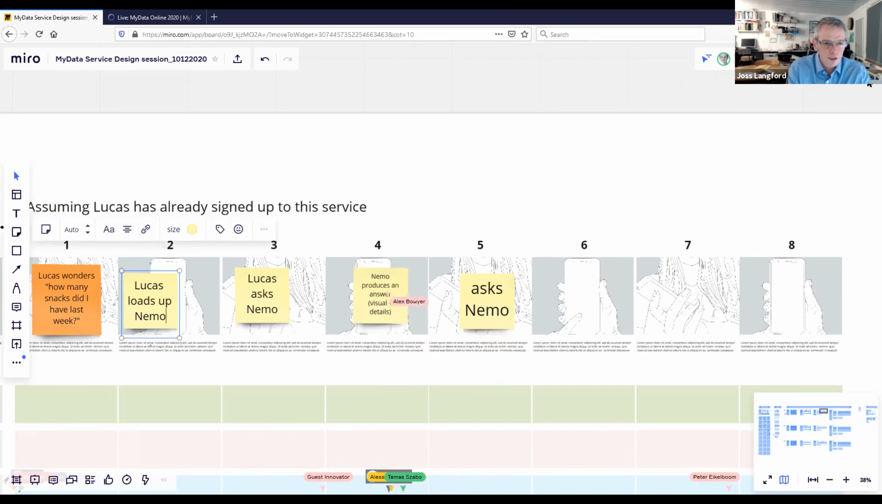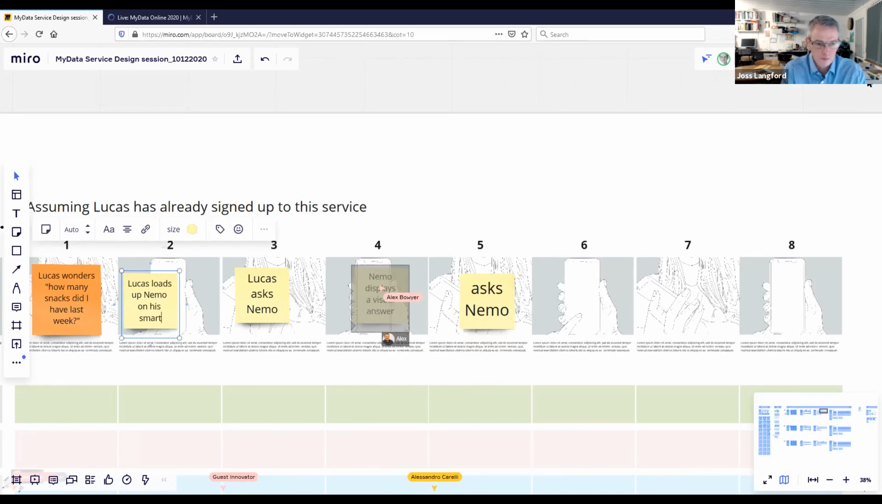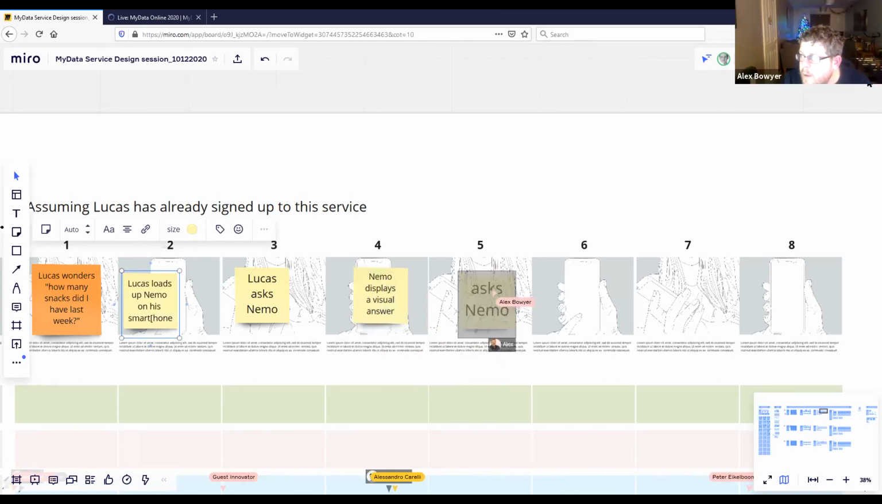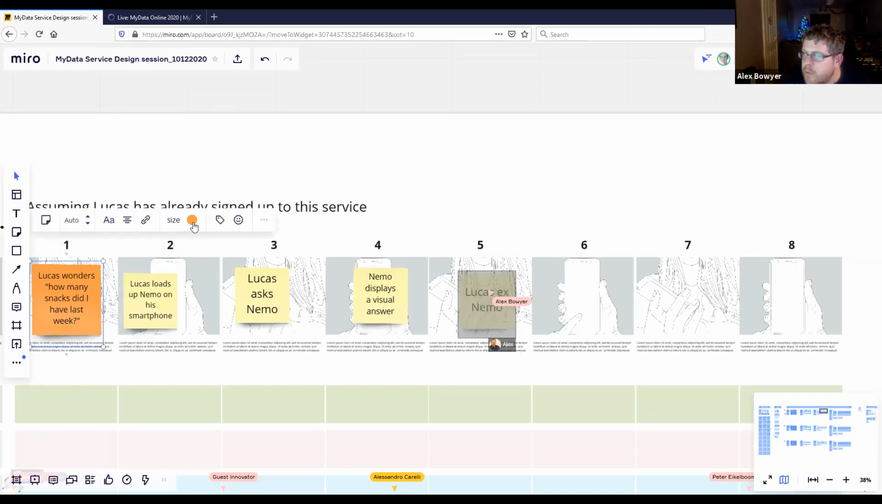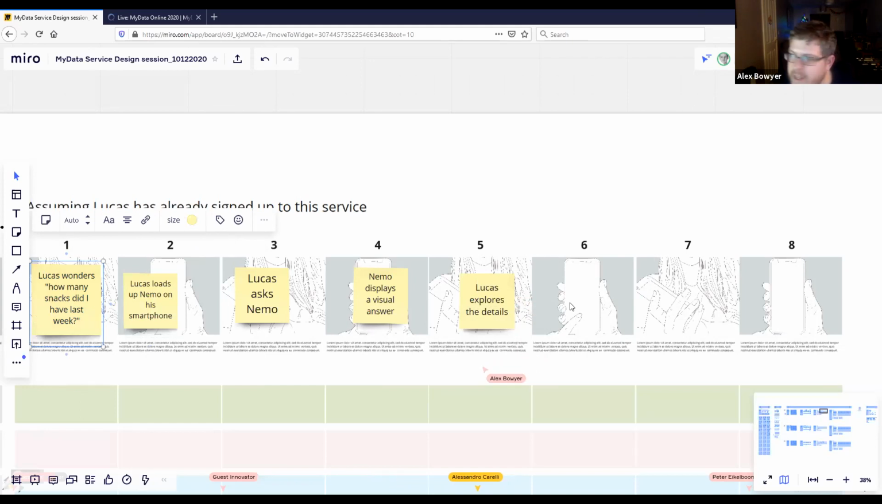So I'm just going to be a bit specific back here and put Lucas's name in here just to make it clear that we've got the person at the center of all this thinking all the time, because we're used to doing human-centric engineering. We know how to do that, but sometimes human-centric design is more difficult. Maybe Nemo displays some sort of visual answer, and then Lucas explores the details within that. I'm trying to keep it really vague and not designy.